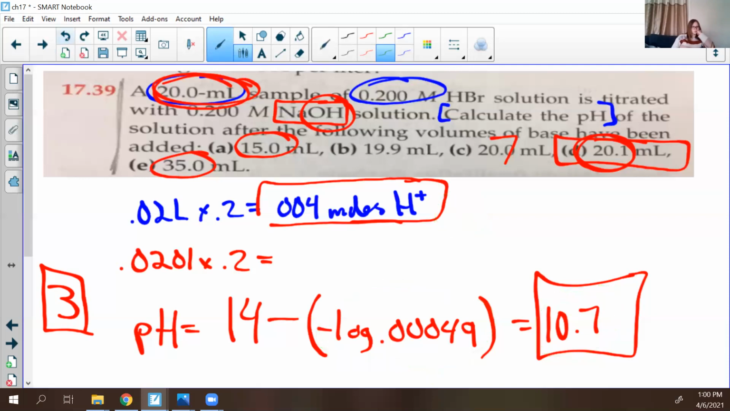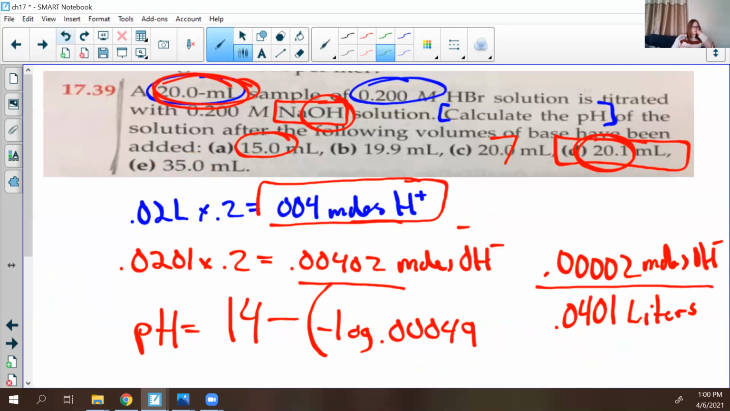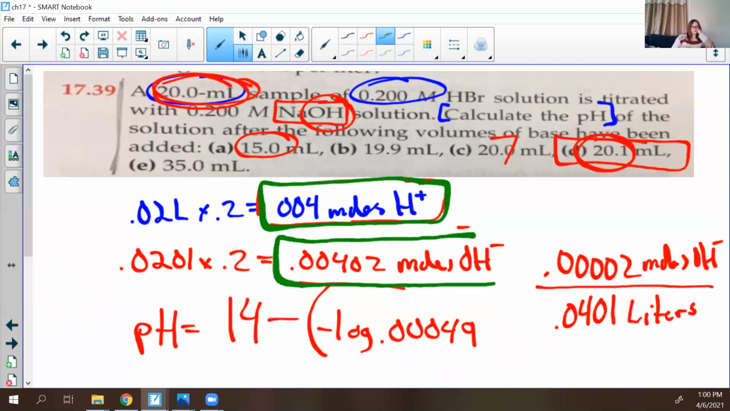That's from subtracting, right here. This is how much H plus we have. This is how much OH minus we have. We subtract the small number from the big number. If you take 0.00402 and subtract 0.004, you end up with that.